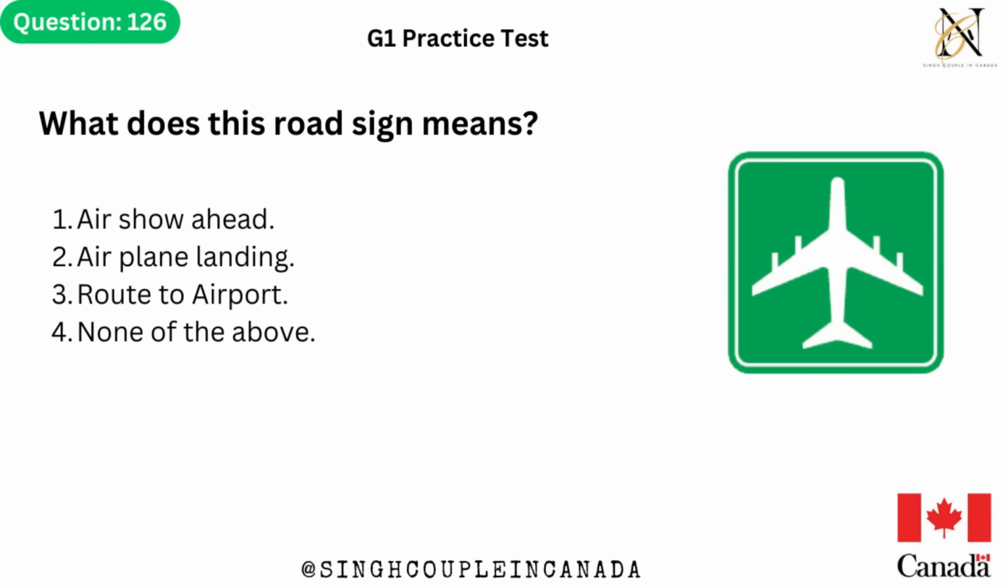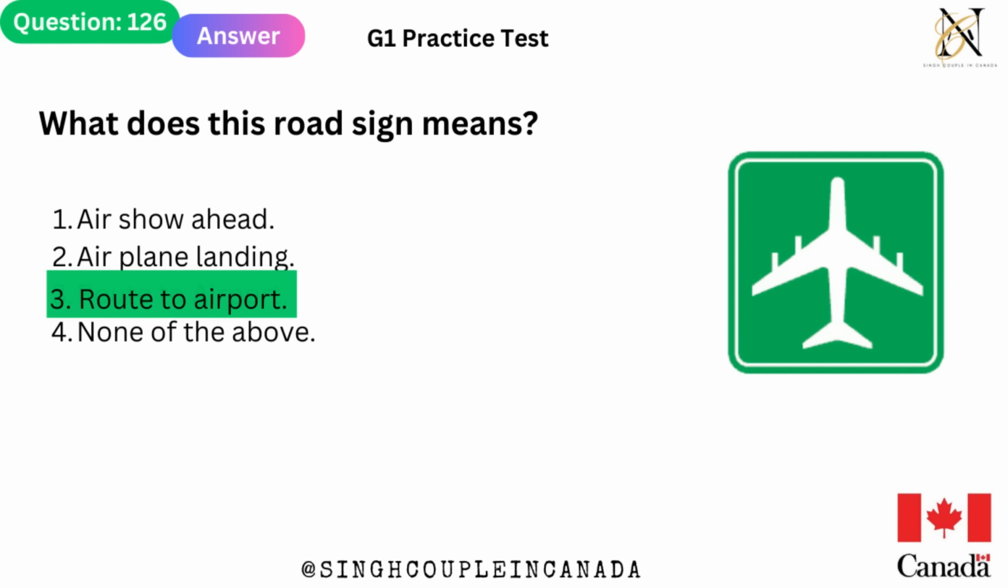What does this road sign mean? 1. Air show ahead. 2. Airplane landing. 3. Route to airport. 4. None of the above. The answer is 3. Route to airport.